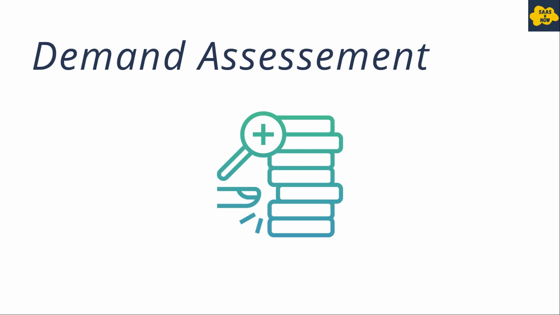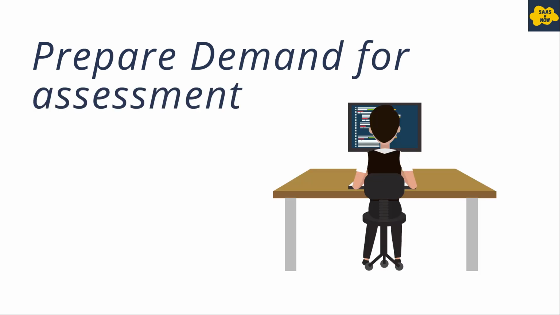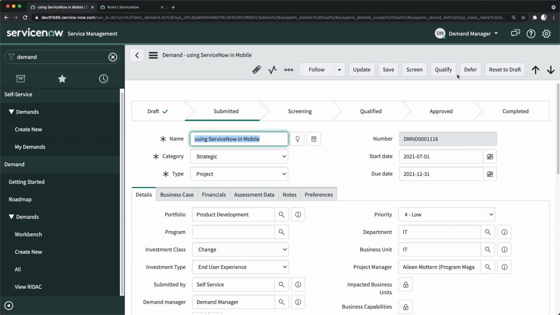Now let's see what fields are updated for financials before sending that particular demand for assessment. That's basically called prepare demand for assessment. So we have to prepare that demand, and that's what the demand manager does: before sending it for assessment, he reviews the whole demand and updates all the required details. If I go to my instance, we have already impersonated the demand manager, and we already have this record.